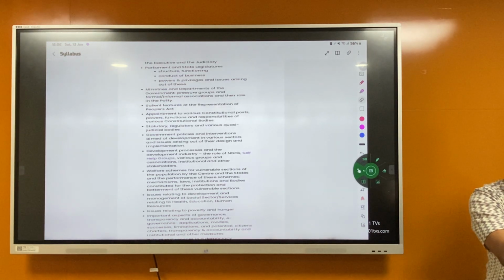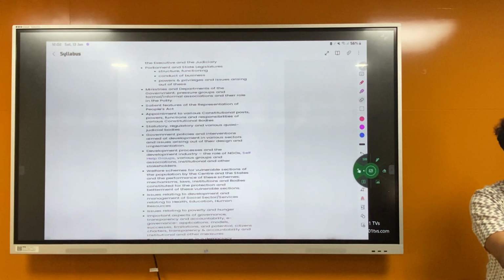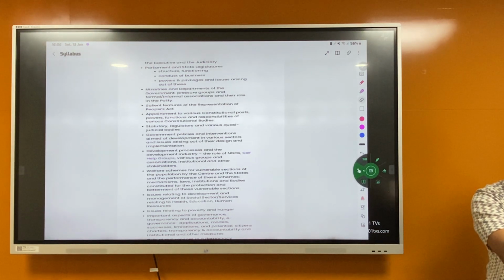You need to remember this first. Why? When you write your answers, you will remember which topic the question has been asked from, and you can integrate better. You have to write different sections also, like you can even add your GS1 portion in GS2. That is called integration. This is how you will get more marks.